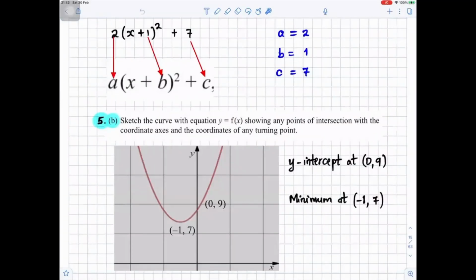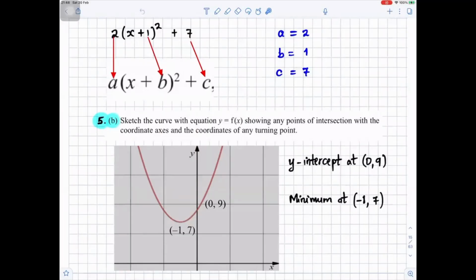Question 5b says we should sketch the curve with equation y equals f of x, showing points of intersection with the coordinate axes and any turning point. The turning point is at the bottom there, which is minus 1, 7. So it comes from there. You change that plus 1 to minus 1, so your x is minus 1, and this one is your 7 for the y. That's the turning point. So that's one of the reasons why we change it to this form.